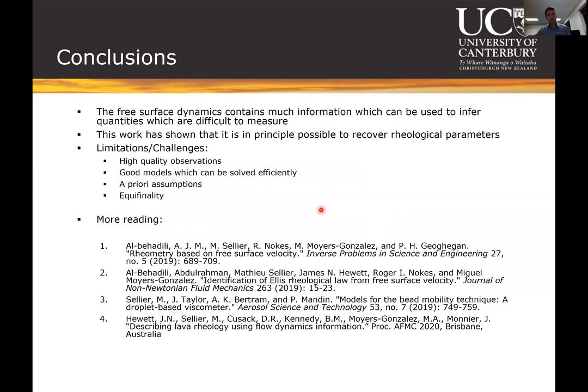Okay, so some preliminary conclusions on this work. The free surface obviously seems to contain enough information to infer unknown rheological information. There are some challenges. First of all, generating high quality observations can be difficult. Generating good models which can be solved efficiently is also a challenge. And here we've made some a priori assumptions about the rheology of the fluid, assuming that this is a power law. We would like to do away with this assumption, and this is where our project is heading.